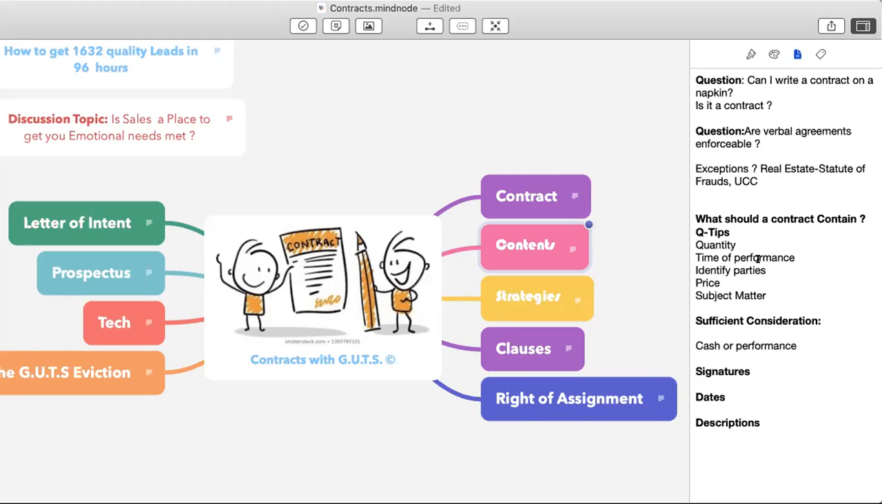When can I move into the house? When is this deal consummated? Always have the time. Identify the parties. Is it a person, a sole proprietor, LLC, an S-corp, a C-corp, a trust?